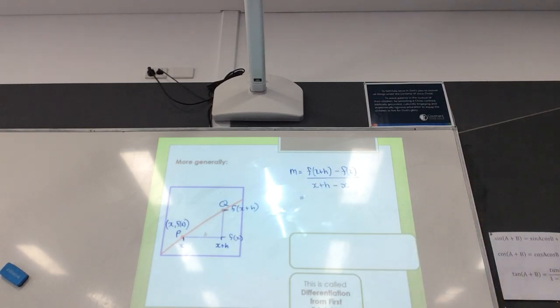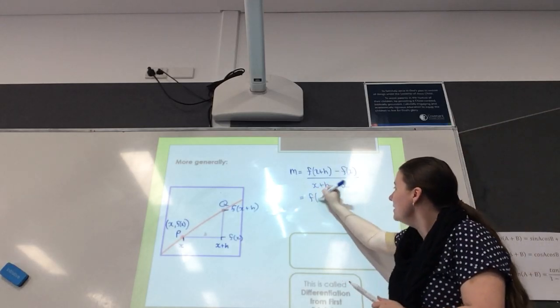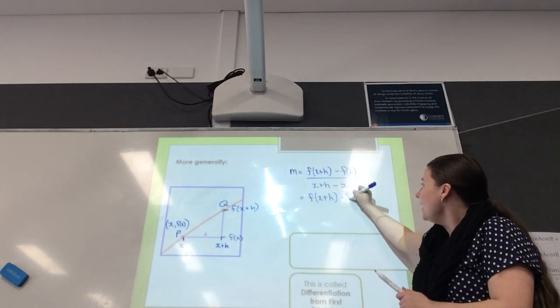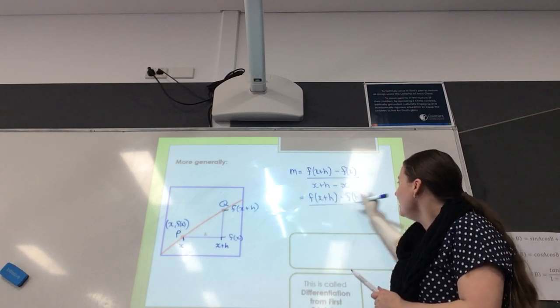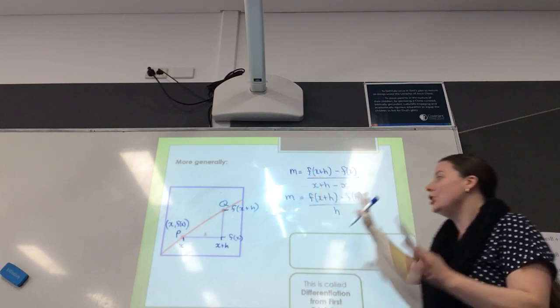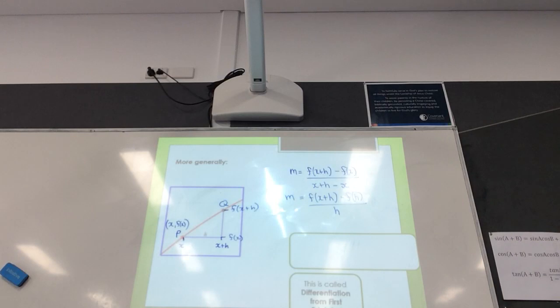And how did this simplify? Does the top simplify? No, it does not. But what happens at the bottom? You get h. Okay, we just have h. Now, here's the thing. This is a little bit dodgy. What's dodgy about what I've done here?